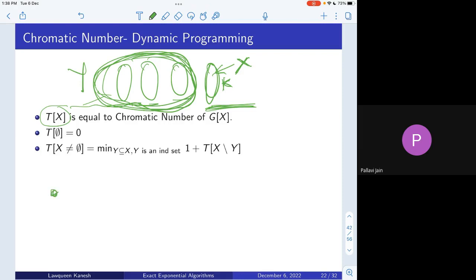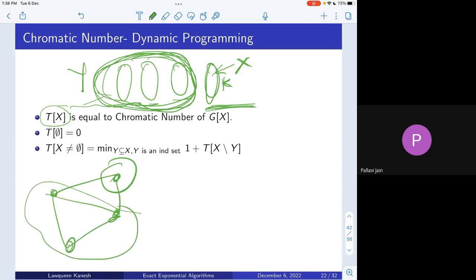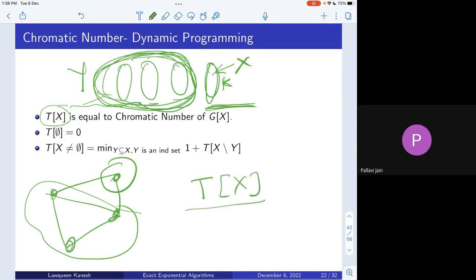Okay. So for example, for some reason I have decided a color of this vertex and I want to look at the chromatic number of the remaining vertices, then I will just look at this graph. I'm just giving an example of an induced graph. So here, for every subset X of vertices, T of X represents the chromatic number of the graph on these vertices X. Now, if I don't have any vertex in the graph, then the chromatic number is zero. So T of the empty set is zero, our base case.